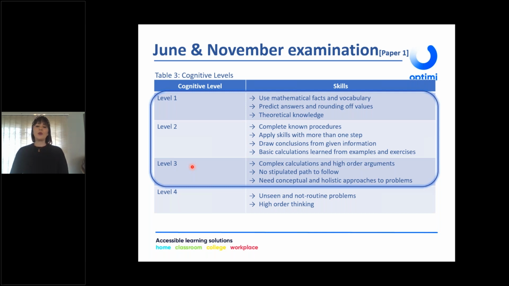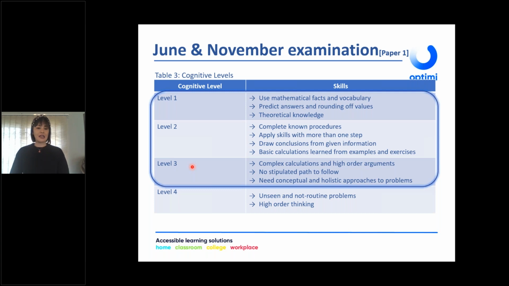Then if we look at level 2, now level 2 is where you are going to complete known procedures, where you are going to apply skills with more than one step, draw calculations or conclusions from given information, and then also make use of basic calculations learned from examples or exercises. So this is your familiar, straightforward questions, and the questions that are extremely similar to your activities and similar to the examples done in your study guide. Now, a level two example would be to determine a value before VAT was added. So it's a small calculation. It is a straightforward calculation, and you do not need to apply multiple skills. It is only one skill that is being tested.